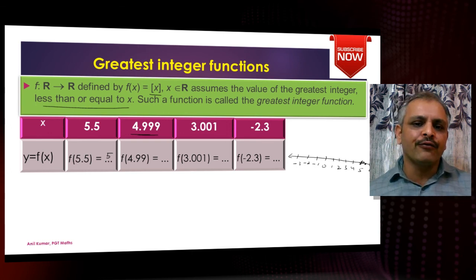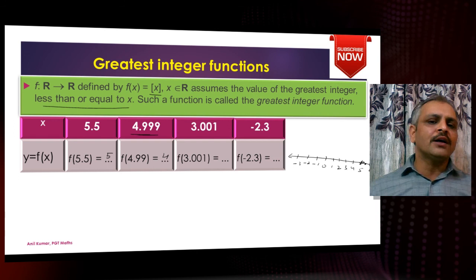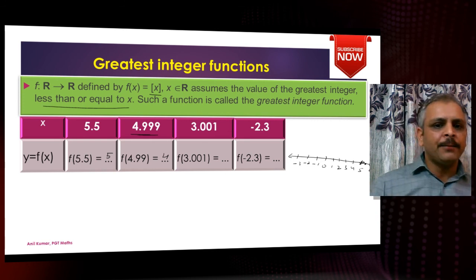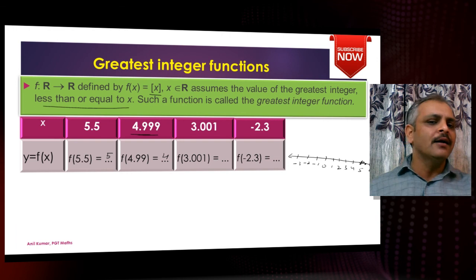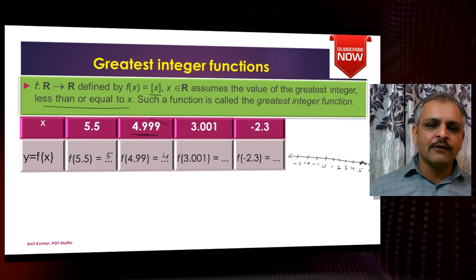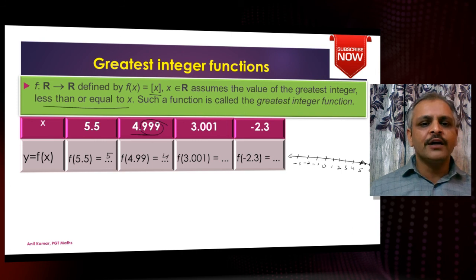That is 4. Dear student, we are not here to round off or round up the number. We have to find the integral part in the number. If I say 4.99, that means 4 is the integral part and 0.99 is the fractional part. So we will leave that. Whatever is the fractional part, we will leave.